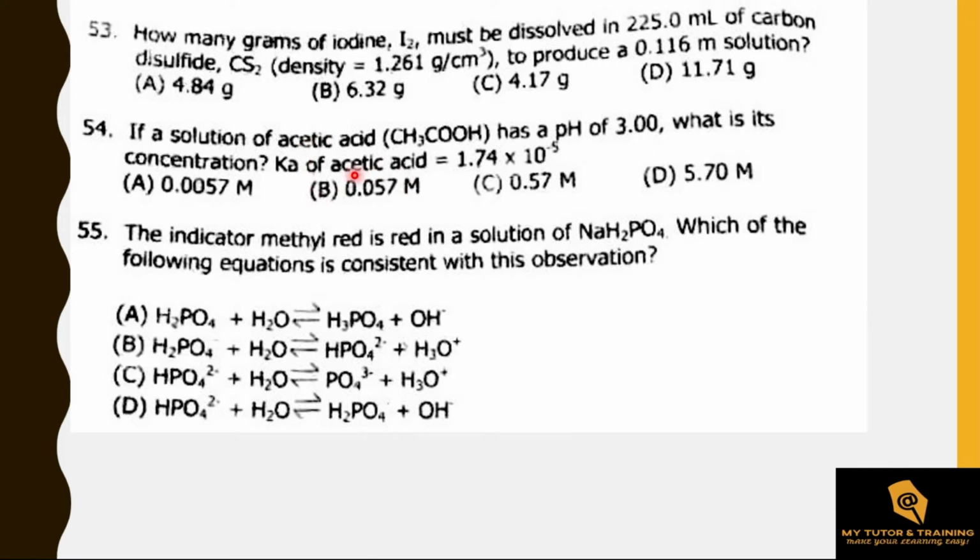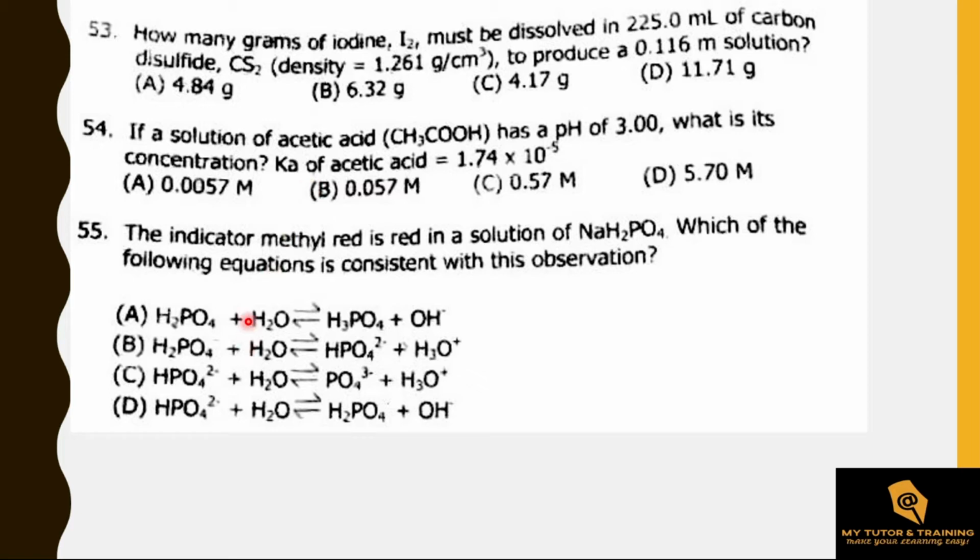Use Ka, the acid dissociation constant, and pH of the solution to calculate the equilibrium concentration of acetic acid, and by using the formula you can get the answer B, which is 0.057.